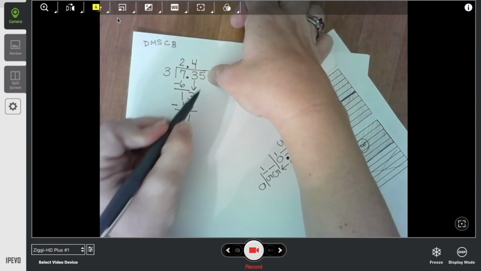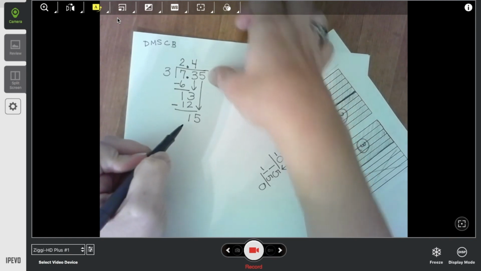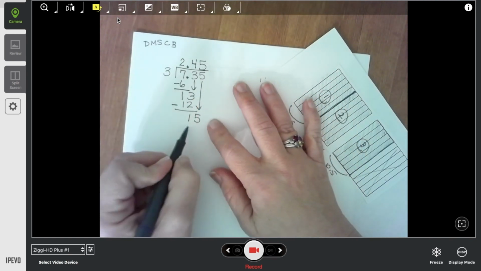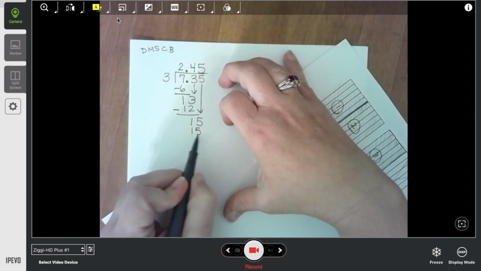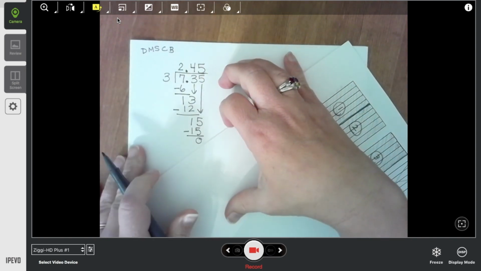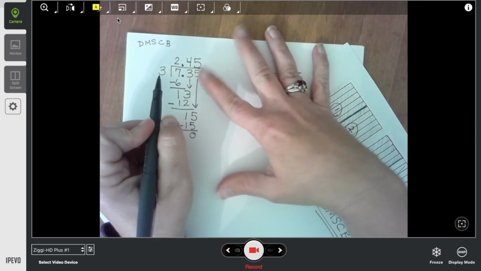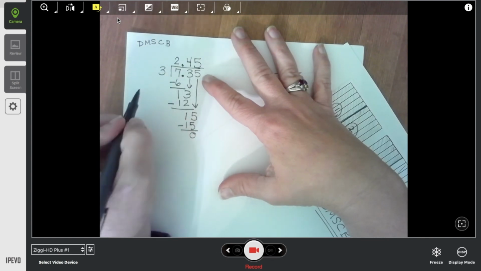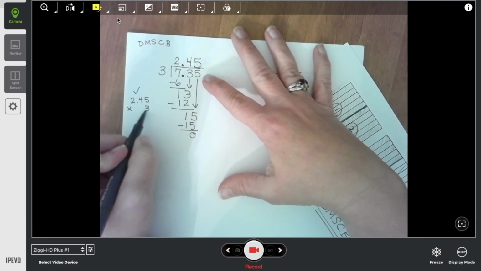Scoot over to the 5. Bring down the 5. How many 3's go into 15? Well, that's easy. That's 5. 5 times 3 is 15. Skip this over. Is 15. I subtract and get 0. No leftovers, no remainders. 2 45/100 is 7 35/100 divided by 3. To check it, I take my quotient and I can multiply it by my divisor.